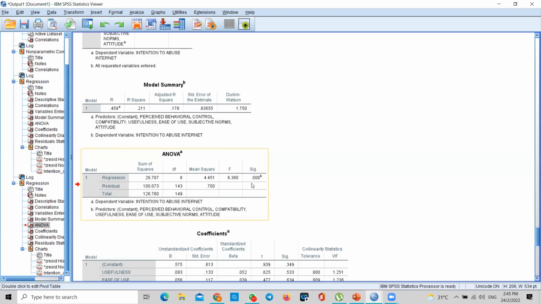And then we look at the ANOVA table. Here, the F significance level, the F has to be significant. If it is significant, we can conclude that we have an adequate model. The model is fit. Therefore, the findings of this regression model are acceptable. If this F is not significant, meaning we do not have an adequate model, then the findings of this study are unacceptable.